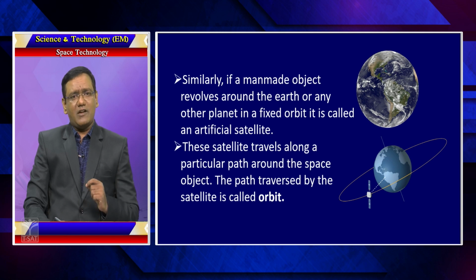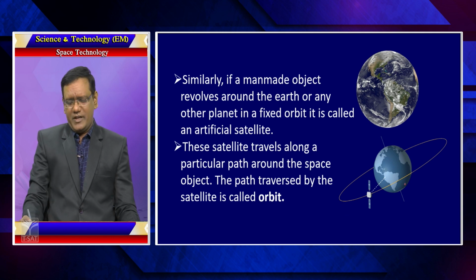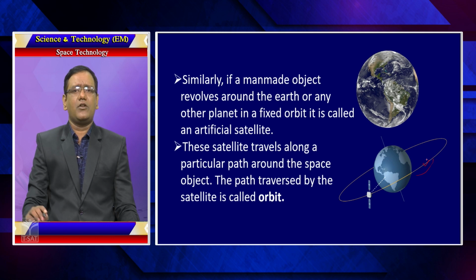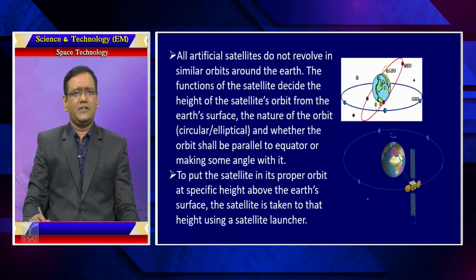The path traversed by the satellite is called an orbit. So orbit is nothing but the path traversed by a natural or artificial satellite. You can see in this image, there is one artificial satellite revolving around the Earth. This path is called the orbit. All artificial satellites do not revolve in similar orbits around the Earth.